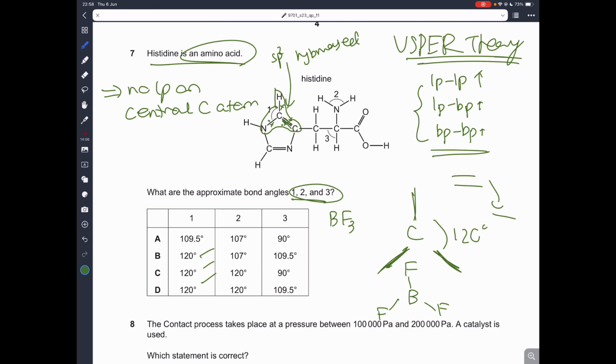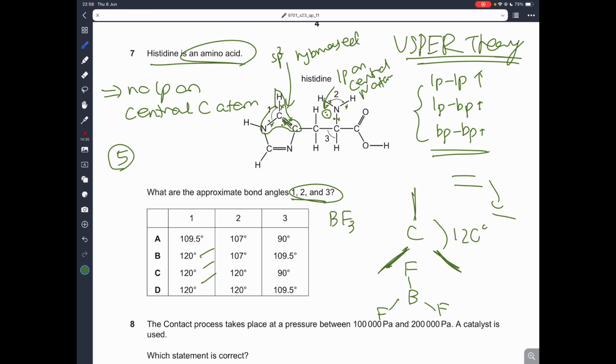For number two, this is nitrogen. Nitrogen has a valency of 5, so there are 5 outer electrons. One bond pair here, one bond pair here, one bond pair with a carbon. However, we still need 2 more, so nitrogen actually has a lone pair. There is a lone pair on the central nitrogen atom. So what does this look like?